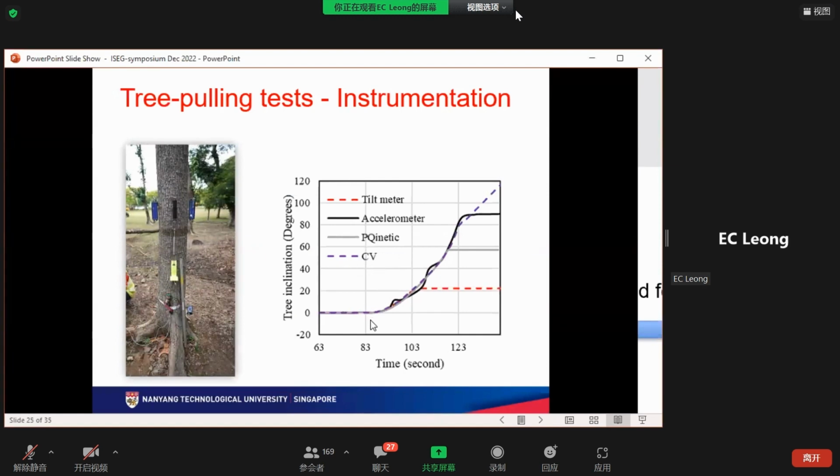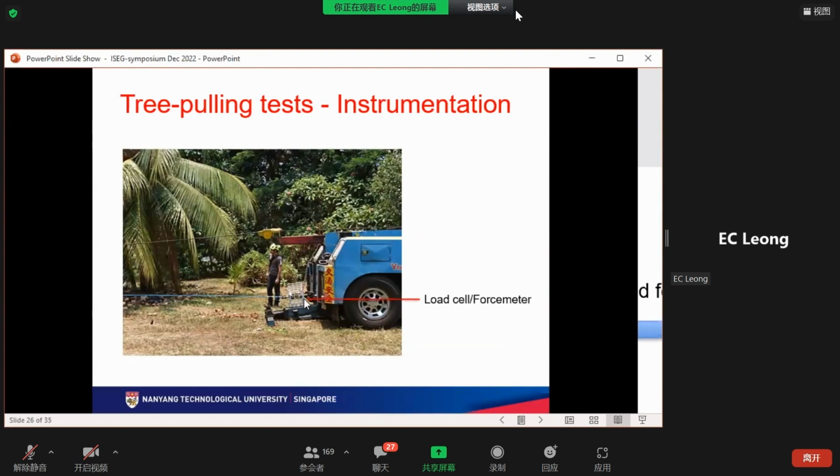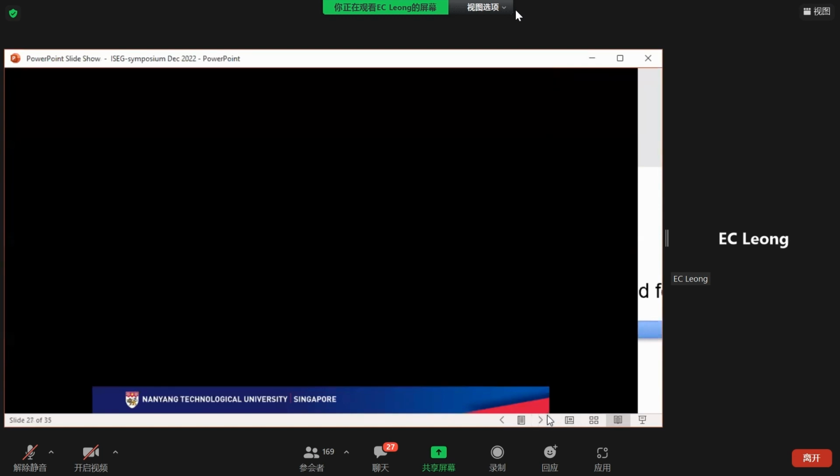You can see that the instruments have different limits. With the camera, we can actually track displacement. For the load measurement, we have it on the cable that we attach through the pulley. We have a load cell that we record to take that measurement. This is just a video of the tree pulling test that we have conducted.